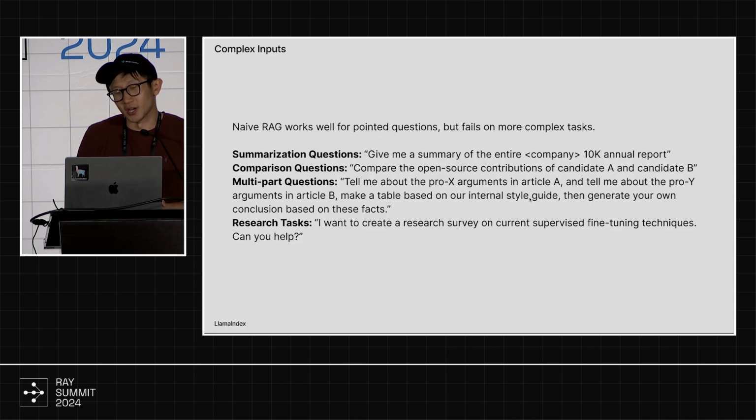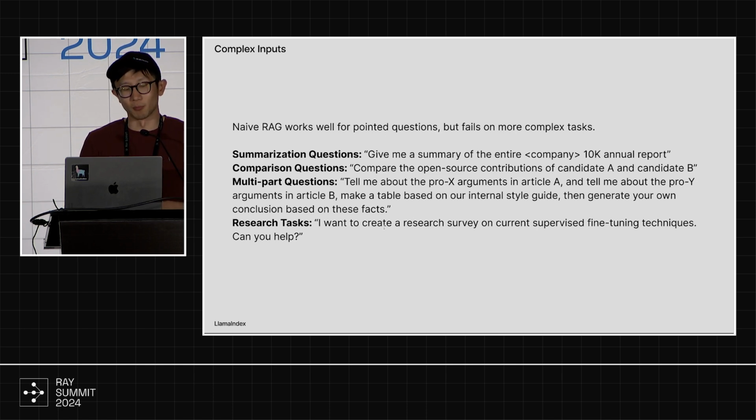The next section is on agentic reasoning. So we have a good data foundation, and then let's layer on some aspects of agents on top of this. First, naive RAG works well for pointed questions, but fails on maybe more complex tasks. So this includes summarization questions, comparison questions, multi-part questions, and research tasks. The reason is a standard RAG pipeline will do top K retrieval and fetch relevant context from a specific piece of your document corpus. But for some of these questions, you need multi-turn retrieval.